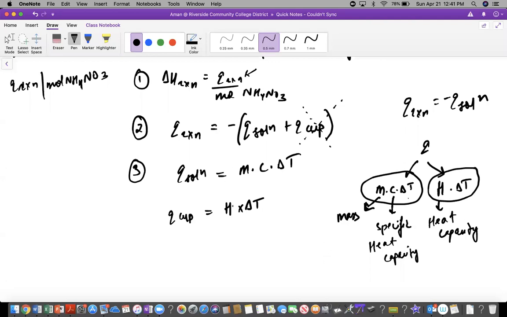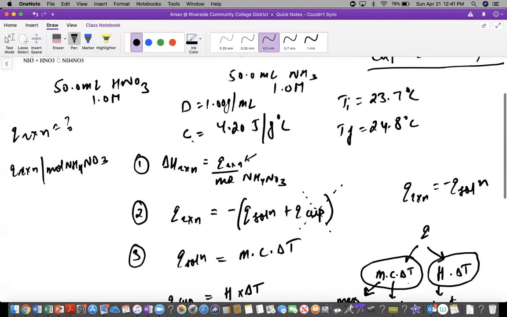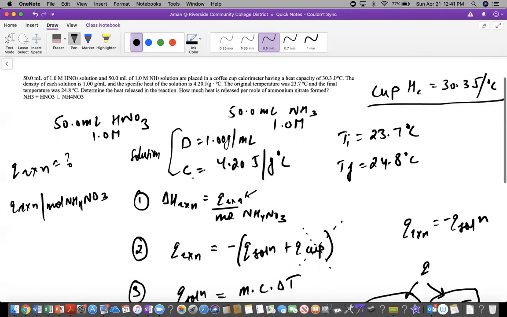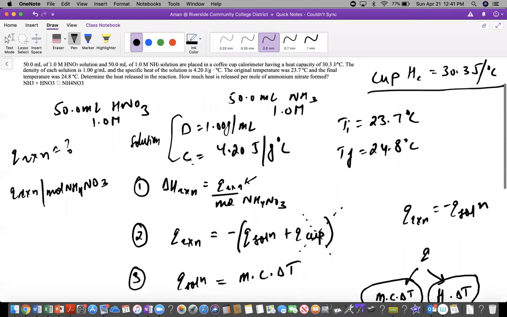In this question, we got to use both of them. For solution, we're going to use MC delta T because, as you see in the question, we're given the c for solution. The question says that clearly: the density of each solution is 1 gram per mL and the specific heat of solution is 4.2 joules per gram Celsius. So this is the density and c for the solution.